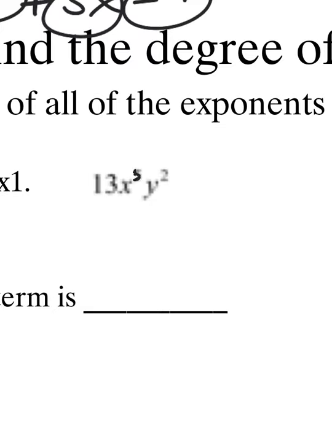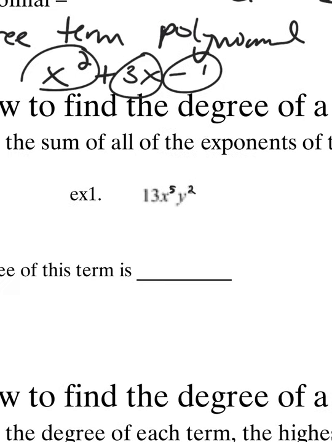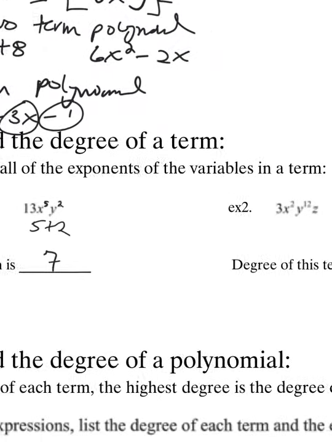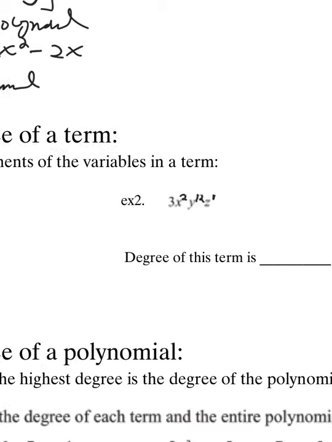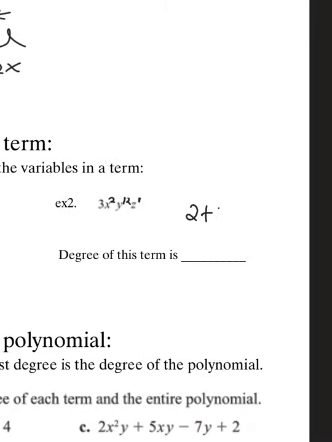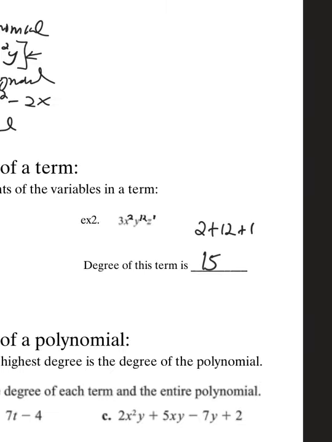Now, this is kind of blurry, so I'm going to write these in. What you have to do to find the degree of a term is add up the exponents. So for this first example, the degree of the term is 5 plus 2, which is 7. The second example, you have 2, 12, and even though there isn't one right here for the z that you can see, you write the 1 in there. So this is a degree of 2 plus 12 plus 1, which is 15. We call that a 15-degree term.